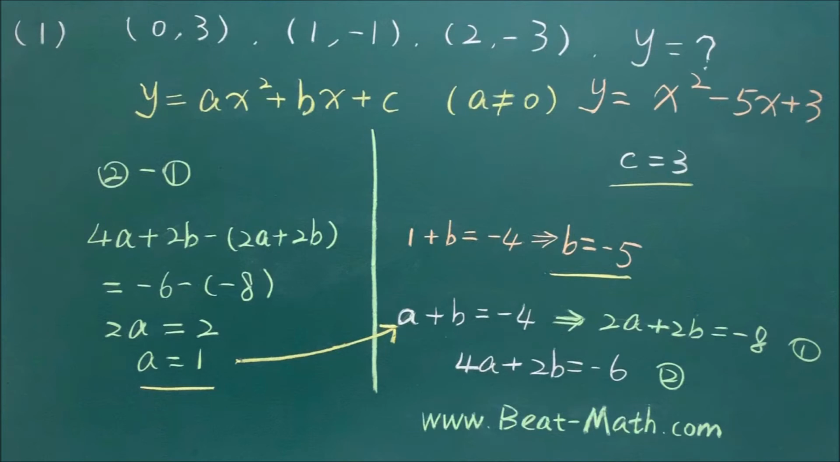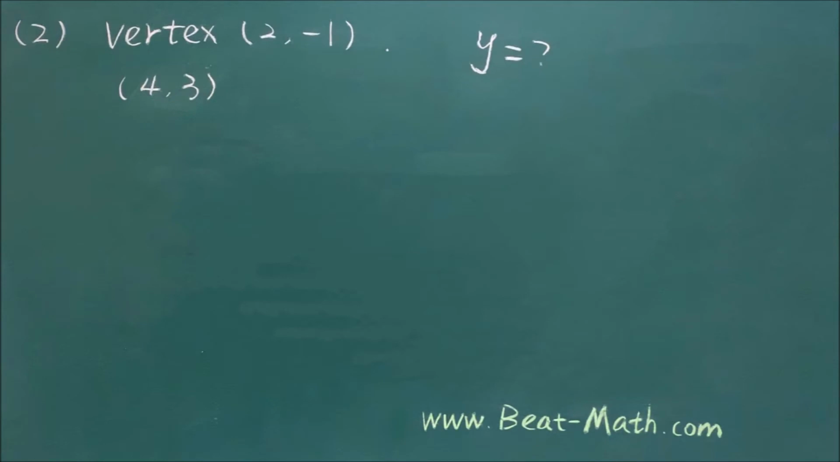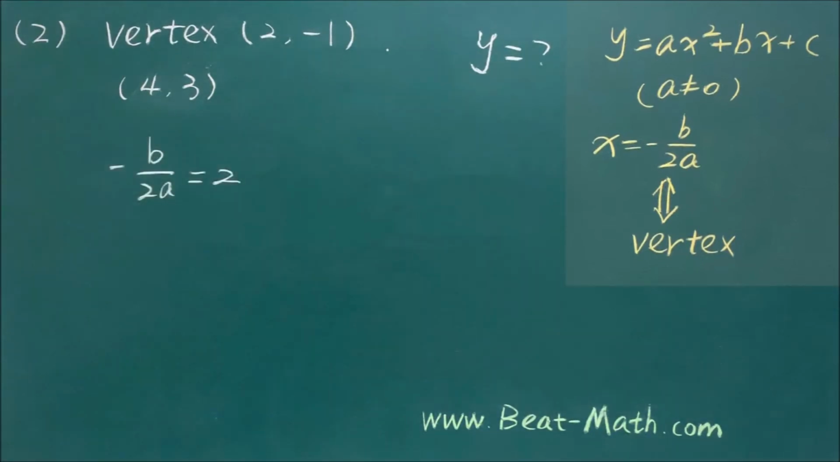In the next example, the vertex of the parabola is (2, -1), and the point (4, 3) is also on the parabola. What is the expression of the quadratic function? We already know the function is in the form of y equals ax squared plus bx plus c, and when x equals -b over 2a, the function has a vertex. So we get -b over 2a equals 2.